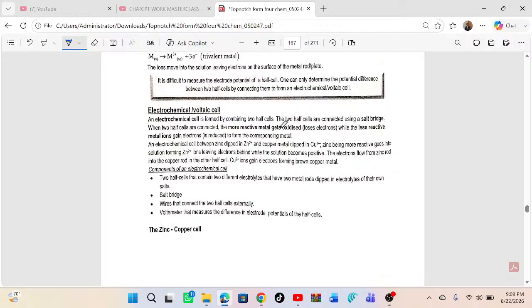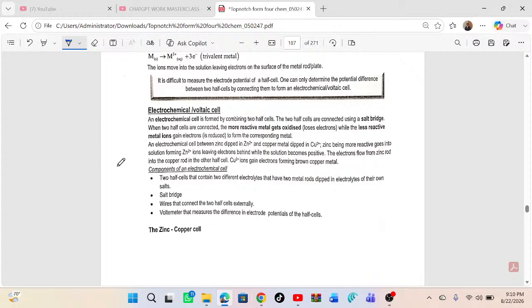In an electrochemical cell, we have this combo. Number 1, we have 2 half cells that contain 2 different electrolytes. Number 2, we have the salt bridge. And then we have the wires, and then we have the voltmeter. So an electrochemical cell is formed by combining 2 half cells. So if you want to form a certain electrochemical cell, it is usually formed by combining 2 half cells.